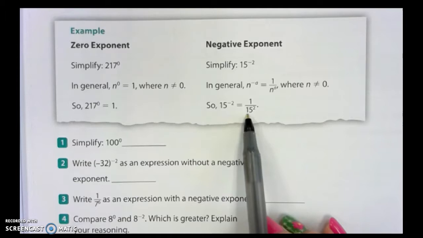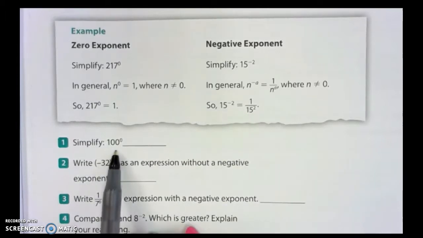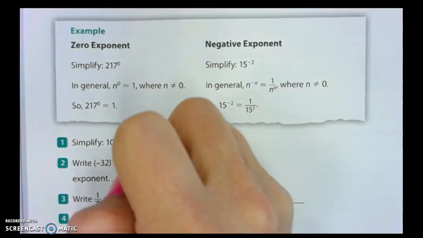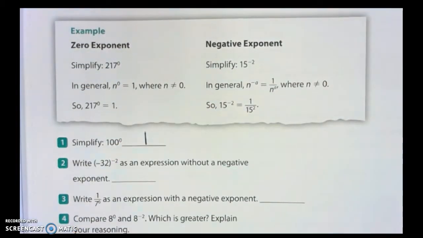Show of hands is how we're going to do this. Simplify 100 to the 0. The base becomes 1. How many got it? I'll take it. Number 2, write negative 32 to the negative 2 as an expression without a negative exponent.